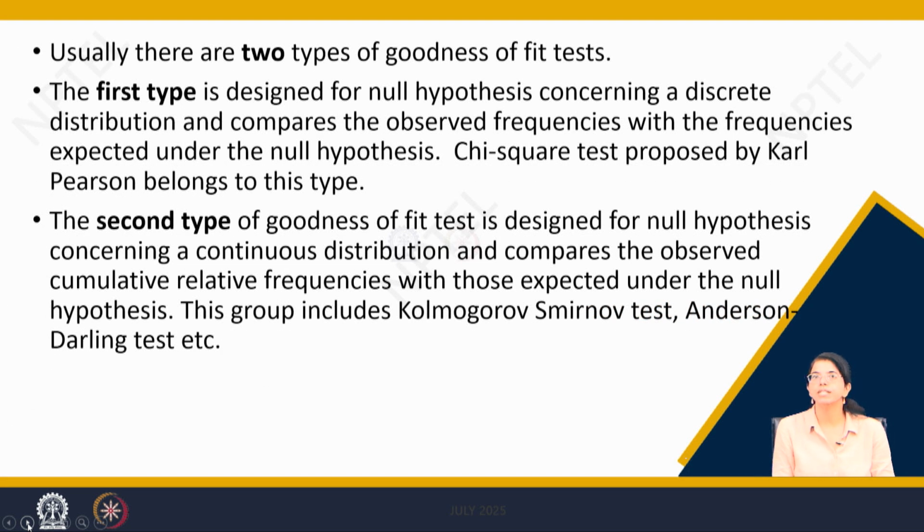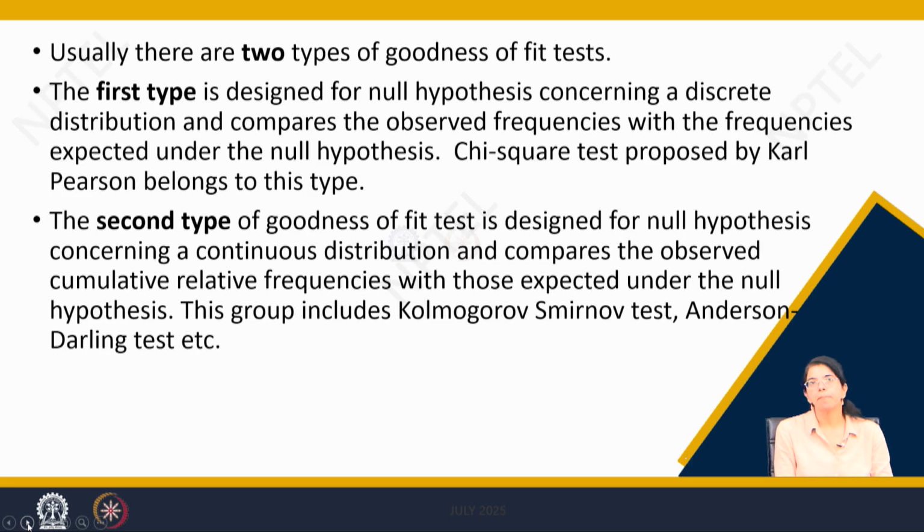Usually, there are two types of goodness of fit test. The first type is designed for a null hypothesis concerning a discrete distribution and compares the observed frequencies with the frequencies expected under the null hypothesis. Chi-square goodness of fit test proposed by Karl Pearson belongs to this type.